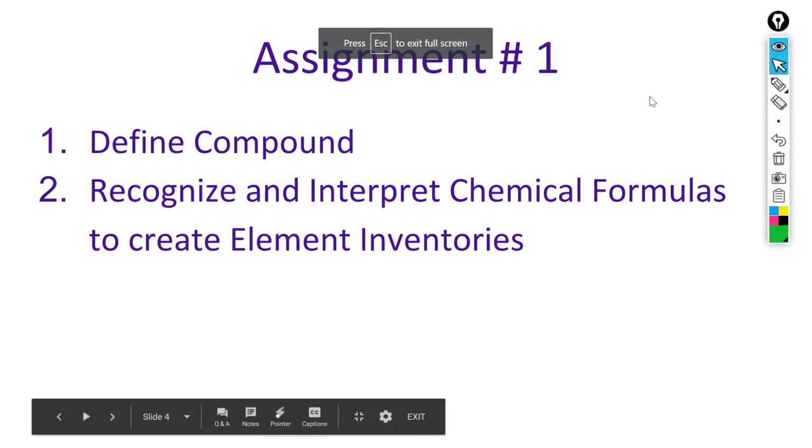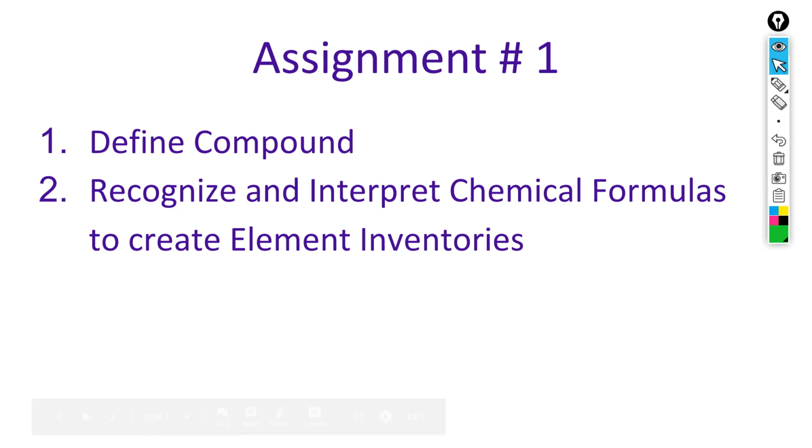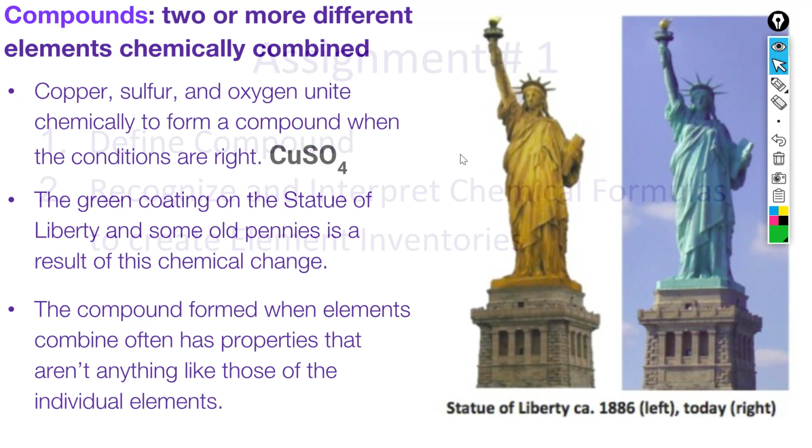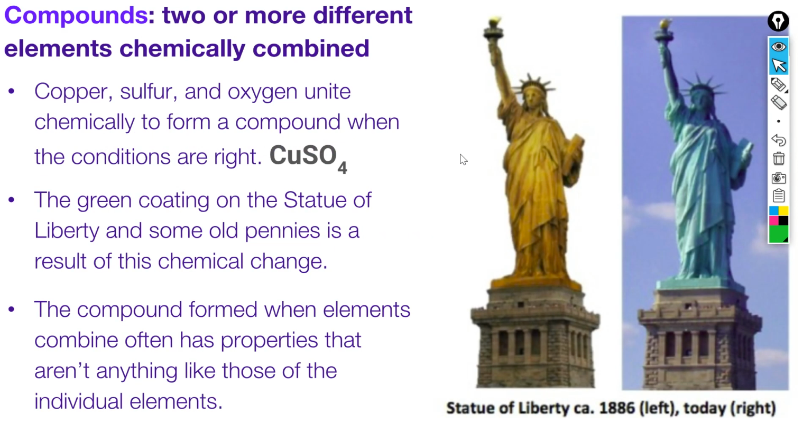Bonding assignment number 1: define compound, and recognize and interpret chemical formulas to create element inventories. A compound is two or more different elements chemically combined, and we've had that definition before now. By the end of this unit, we will understand what it means when it says chemically combined. Until now, I've just asked you to accept that, but we're going to show how electrons rearrange themselves to become chemically bonded to other atoms. So number 1 on your paper, define compound: two or more elements chemically combined.